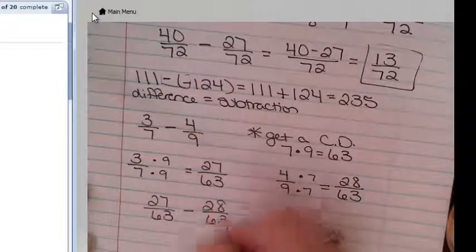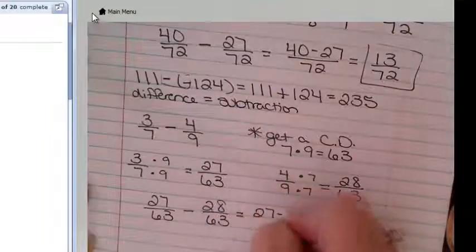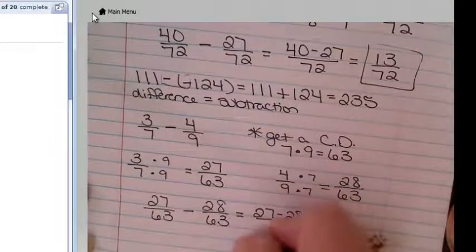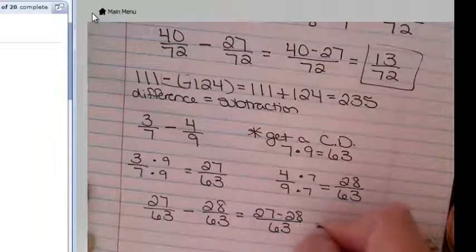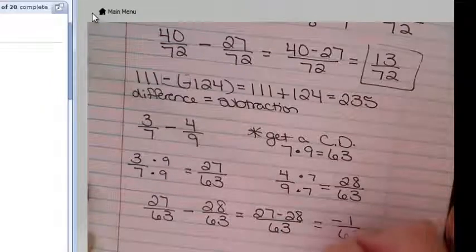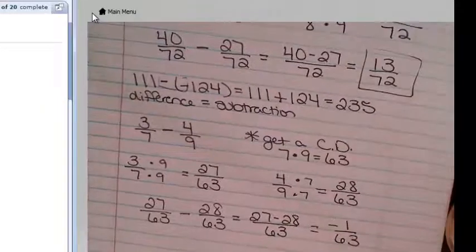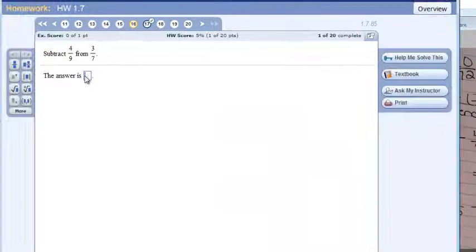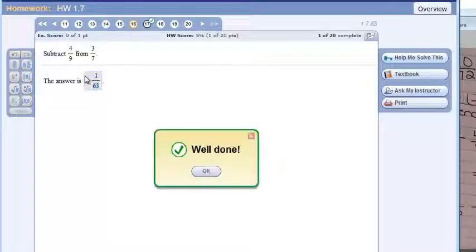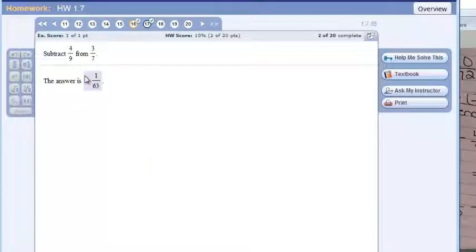Since the denominators are the same, you're just going to subtract the tops, which will give you a negative 1 over 63. So now we come over here to our homework, and we type in a negative 1 over 63, hit enter, and we did it. The rest of your homework will be like the previous problems we've already worked. So good luck on your homework, and good luck on your quizzes.